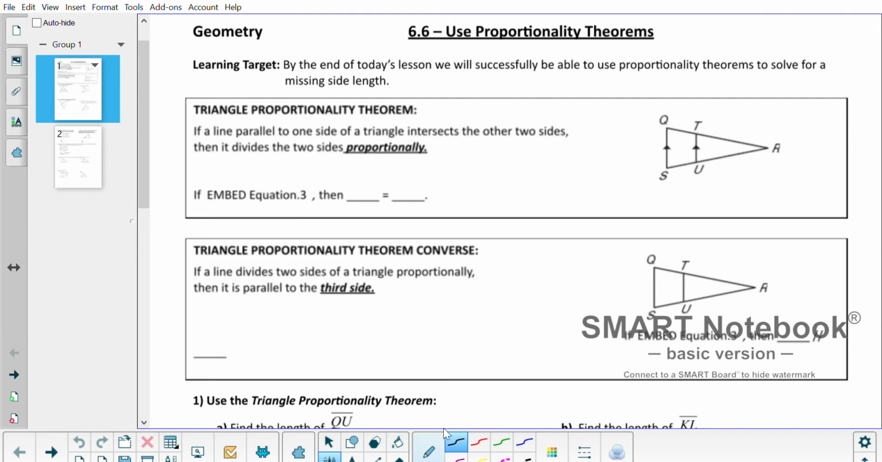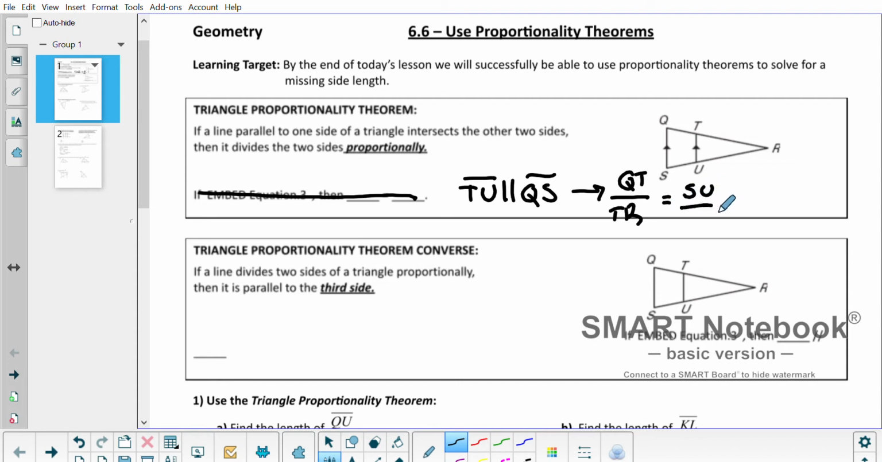So what we can conclude from this is, I'm going to cross this out just because it's wrong. We're going to go, if TU is parallel to QS, which it is in this triangle, then we can conclude that QT over TR is equal to SU over UR. We can conclude that these segments on the triangle are in fact proportional.